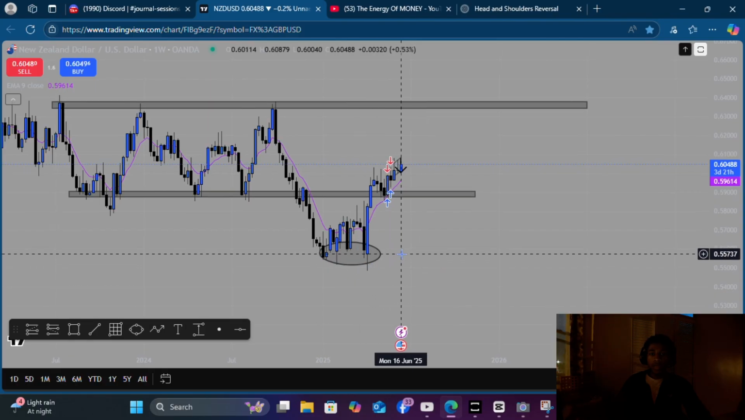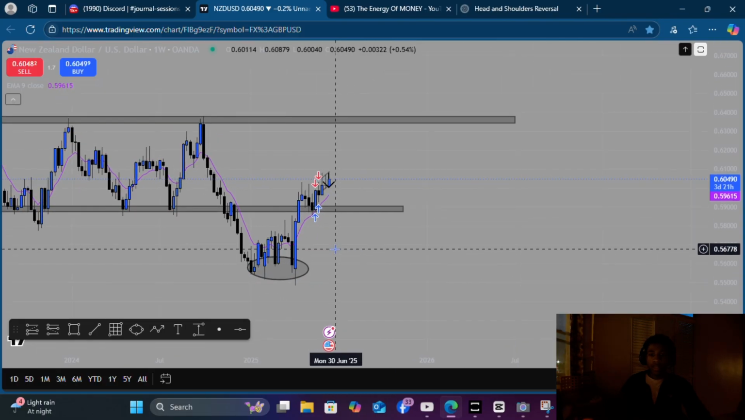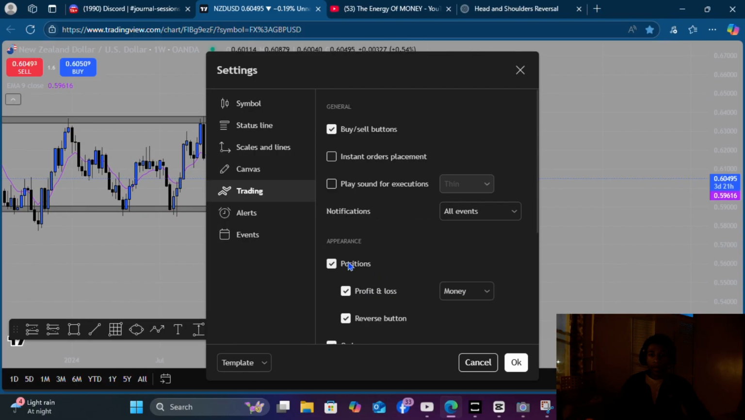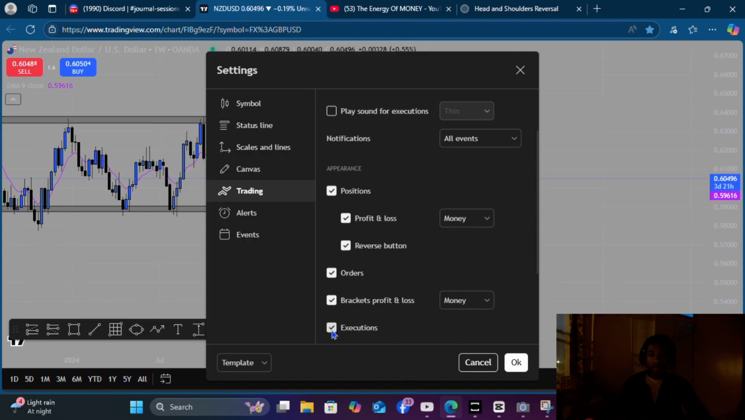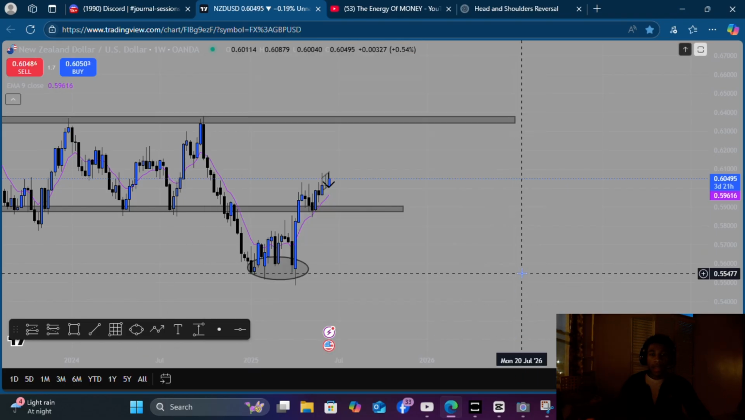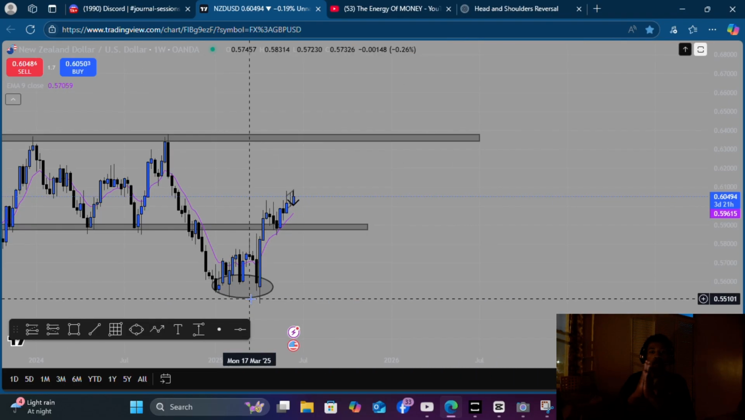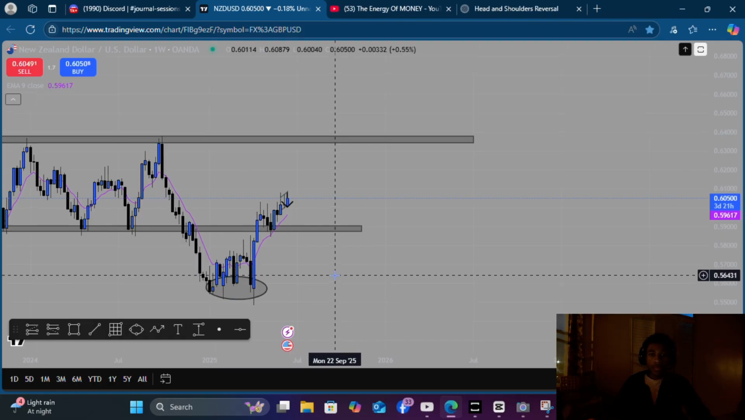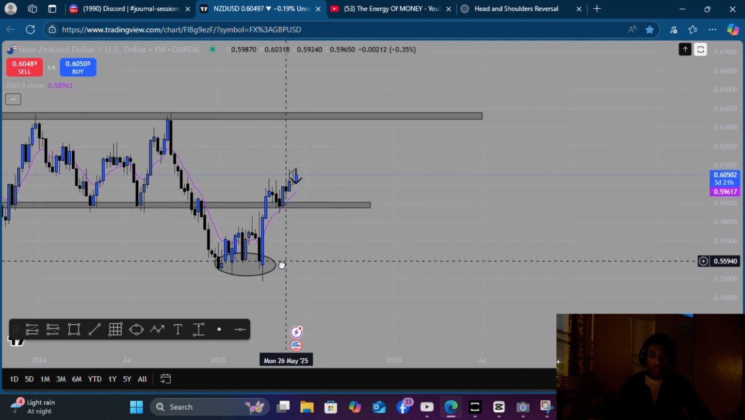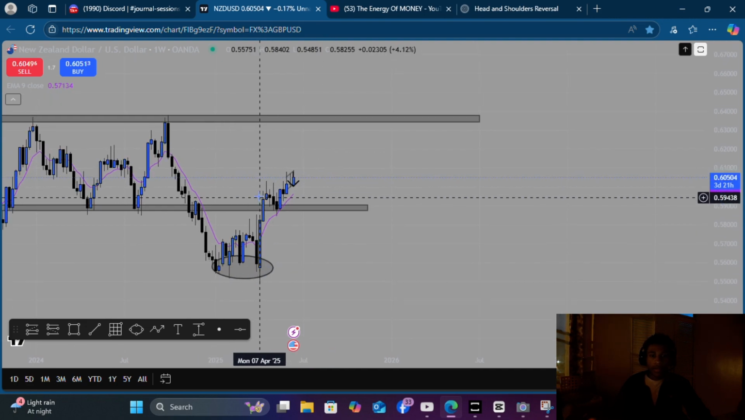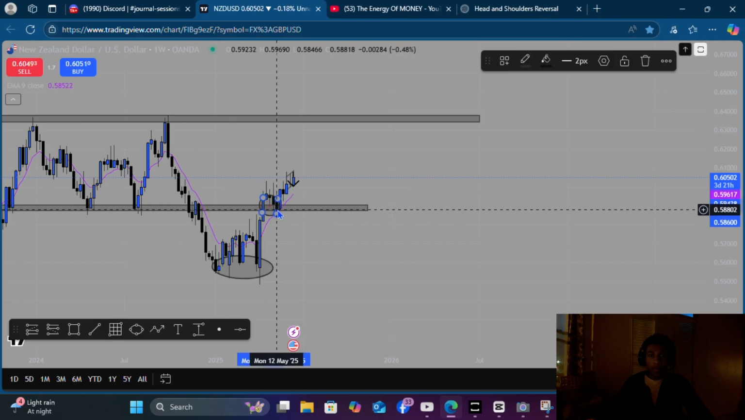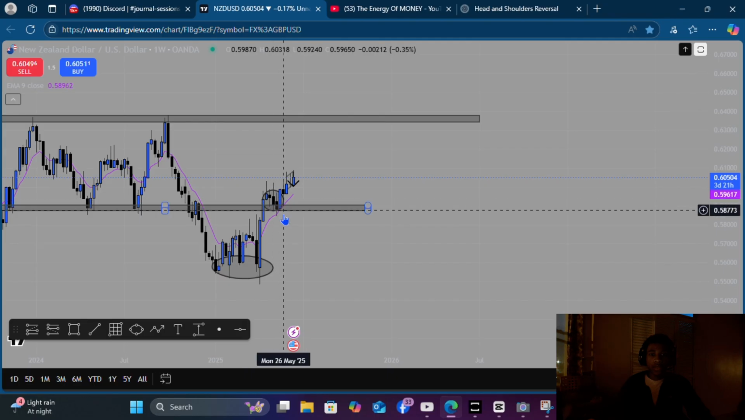Every time price shoots up, I want to see a retest. I cannot enter without a retest, because then you get used as liquidity. So we can see right here, price pushed up from this little area, and then we had a retest back to this level right here. This is on the weekly time frame.